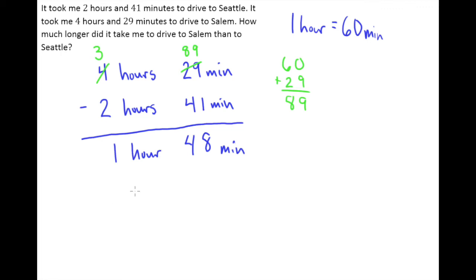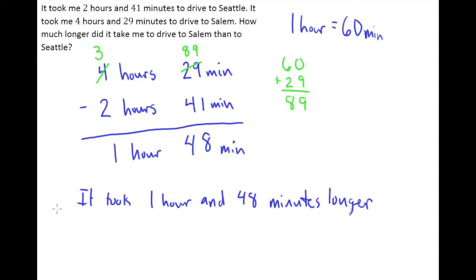So it took 1 hour and 48 minutes longer to travel to Salem than it did to travel to Seattle.